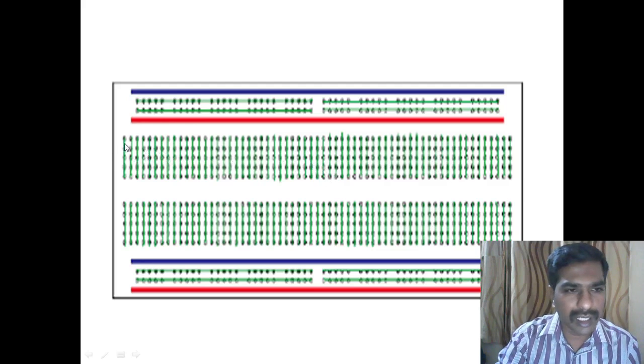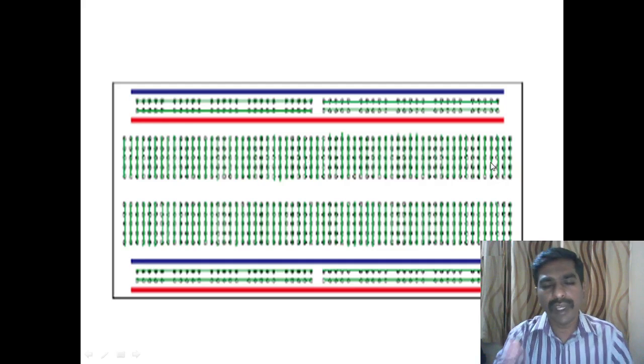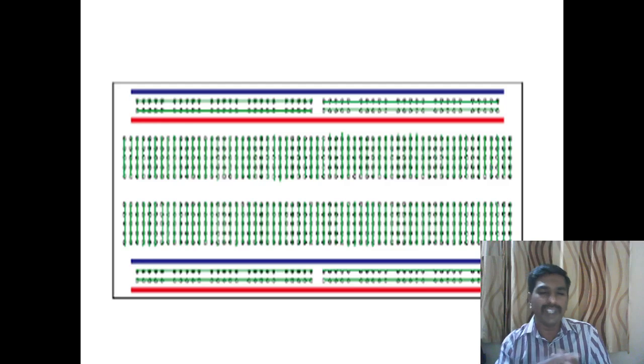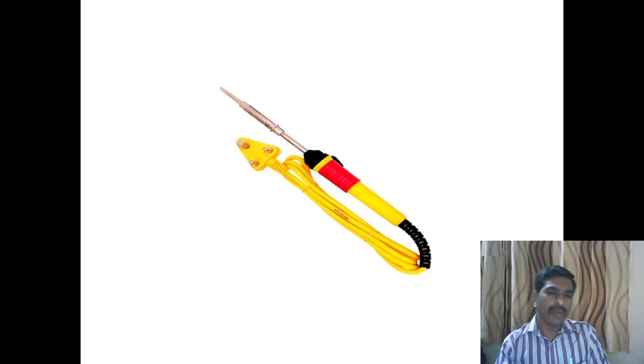So this is like a vertical line, and this is horizontal. These are what we call the power line, or we can use them as the ground line. And these are all vertically connected. This is the way it is internally connected. We can place the components, build the circuit diagram, and test it. This is the breadboard.